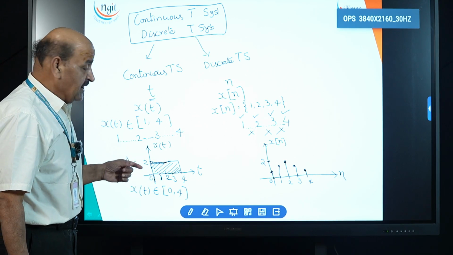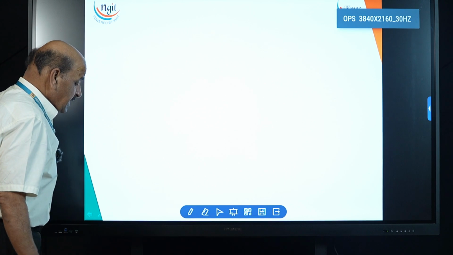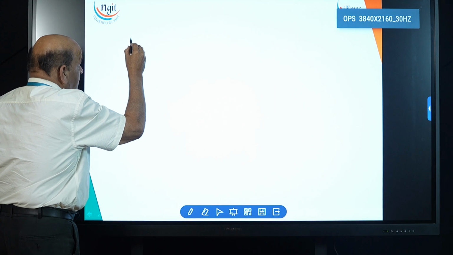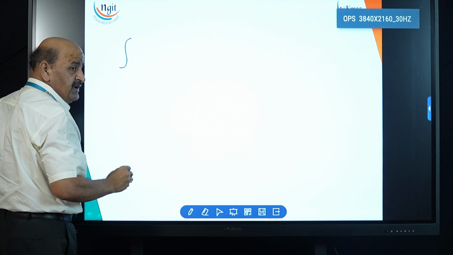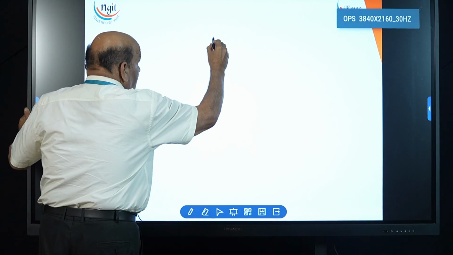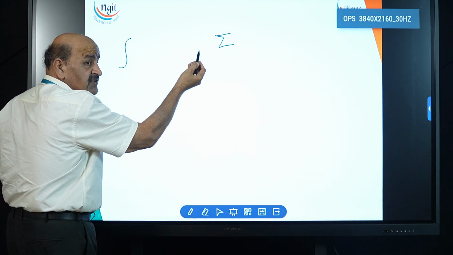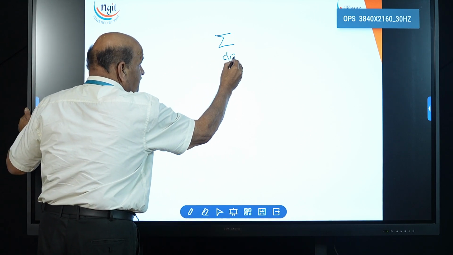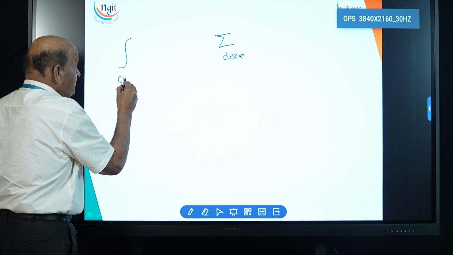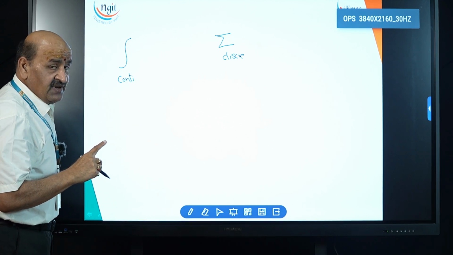Continuous time signal and discrete time signal. One more point. In continuous time signals, we use integration to calculate power and energy. In discrete signals, we use summation. Wherever we see the summation symbol, it represents discrete signals. Wherever we see the integration symbol, it represents continuous time signals.